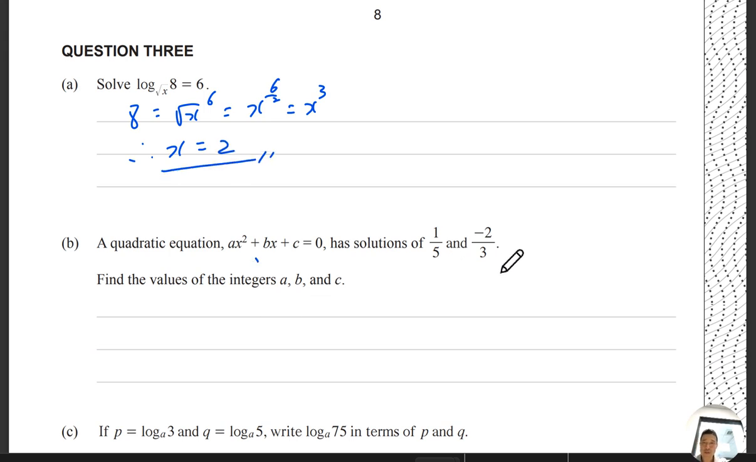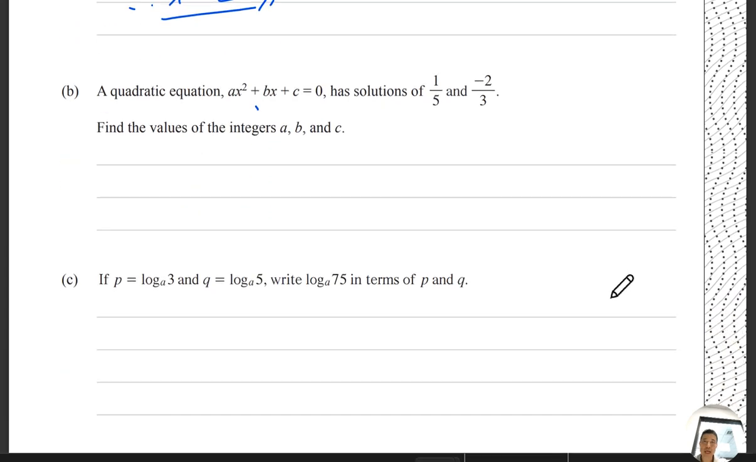Cool. Next question, B. A quadratic equation ax squared plus bx plus c equals 0 has these solutions. Find the values of the integers a, b, and c. Right, so because these are solutions, first of all, we can build this equation: x minus 1 fifth times x plus 2 thirds equals 0, right? However, a, b, and c here must be integers. So when you expand this, a is okay, but b and c are fractions.